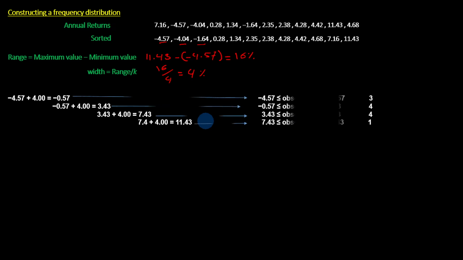And this is what it looks like. So after my count is complete, I got three observations in the first interval, 4 in the next, and this is how it goes on.